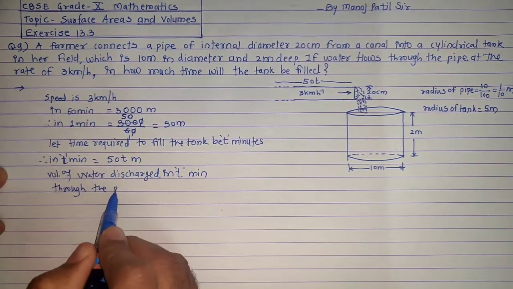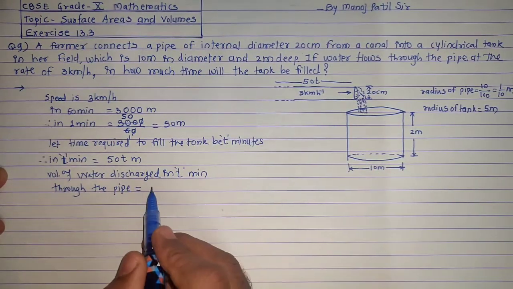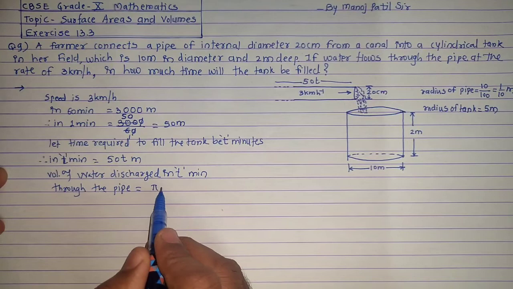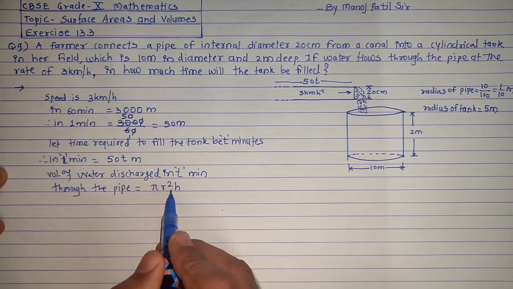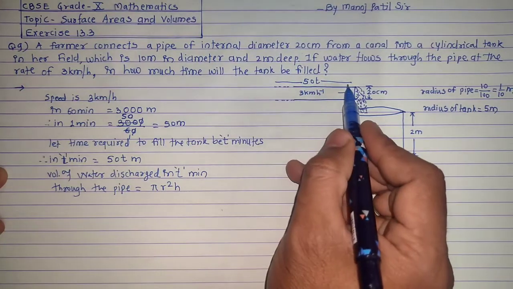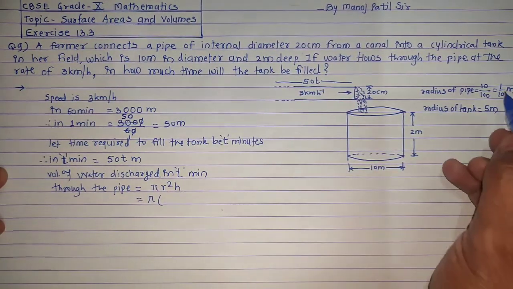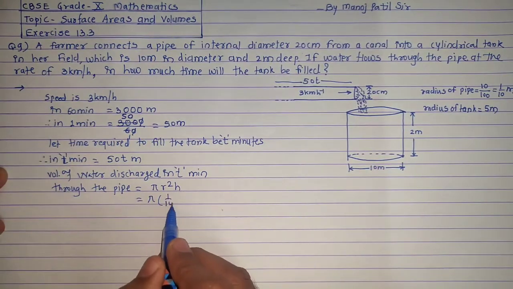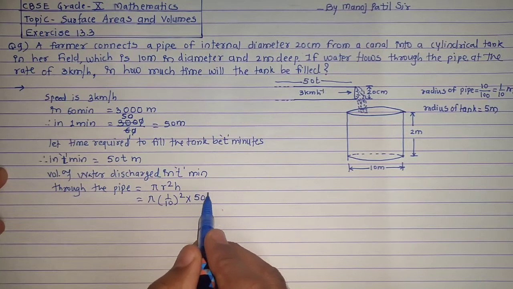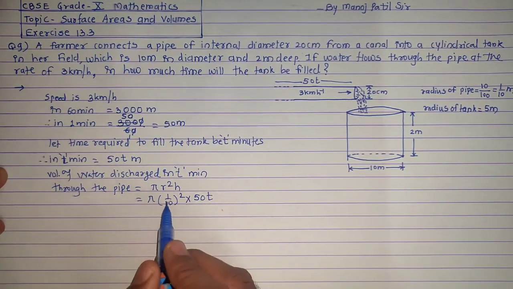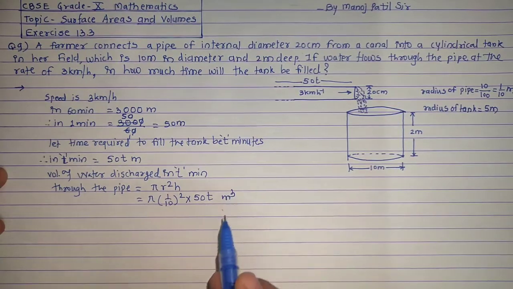the pipe is equal to, we know the volume of cylinder is pi r square h. So here pi r square h, right? Now h is nothing but the length of the pipe, right? So here we can write pi, and r we have found that is 1 upon 10 square, and h is 50 t. So this much will be the volume of water discharge in t minutes. This will be in meter cube, right?